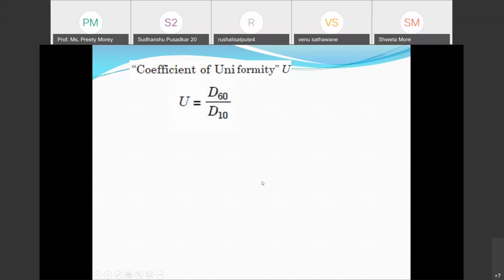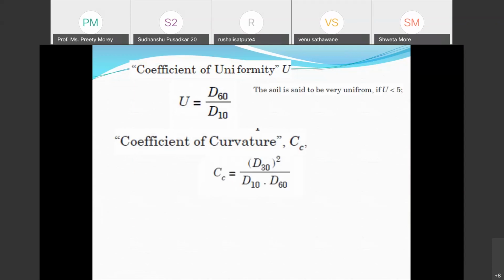One is called the coefficient of uniformity, represented by Cu. It is the ratio of D60 by D10. Another coefficient is called the coefficient of curvature, which is Cc, which is D30 squared upon D10 into D60. So once I plot that curve, I will get these two values, and these two values will help me identify whether the soil is well graded, poorly graded, or uniformly graded.